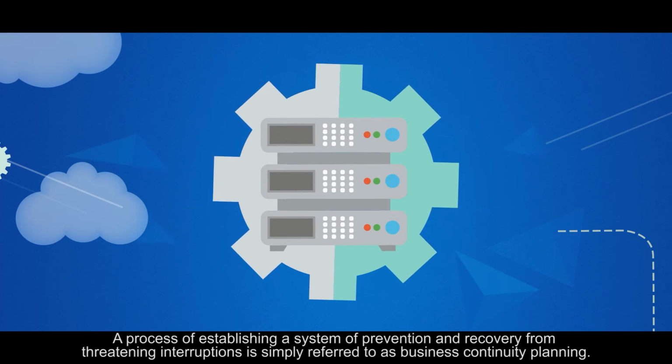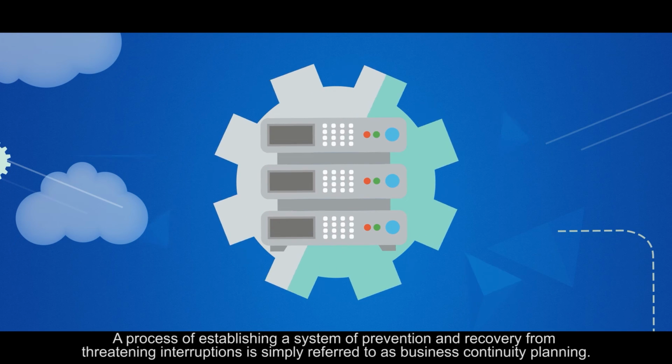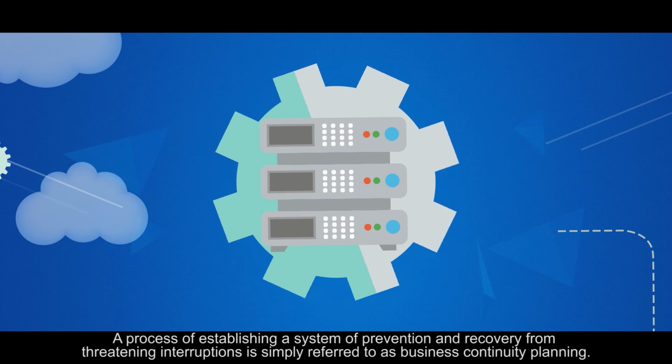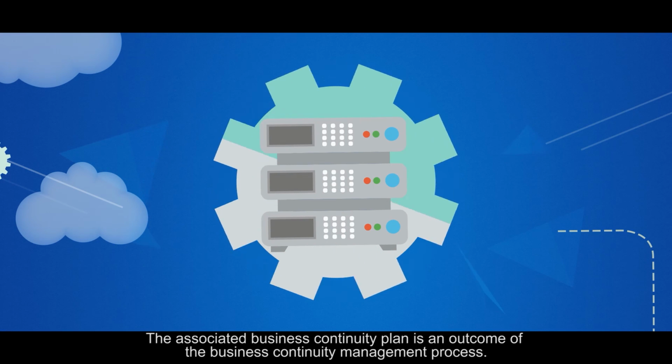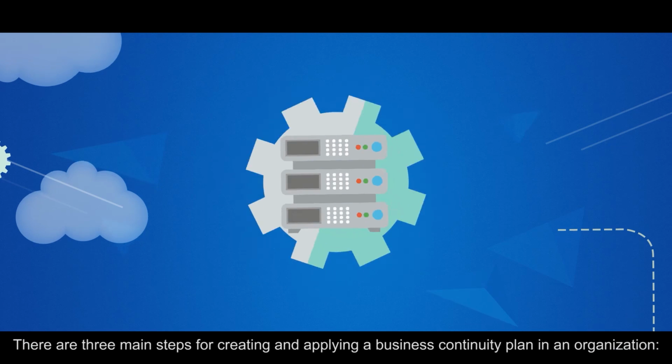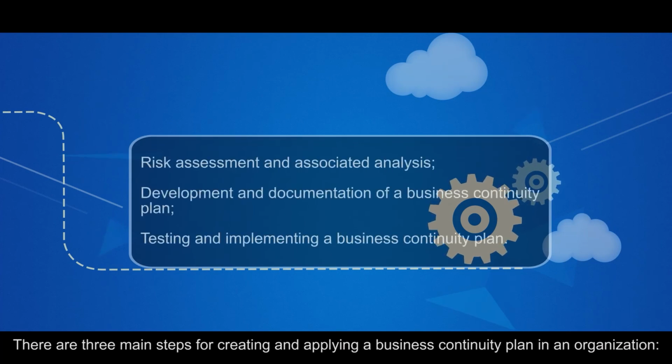A process of establishing a system of prevention and recovery from threatening interruptions is simply referred to as business continuity planning. The associated business continuity plan is an outcome of the business continuity management process. There are three main steps for creating and applying a business continuity plan in an organization.